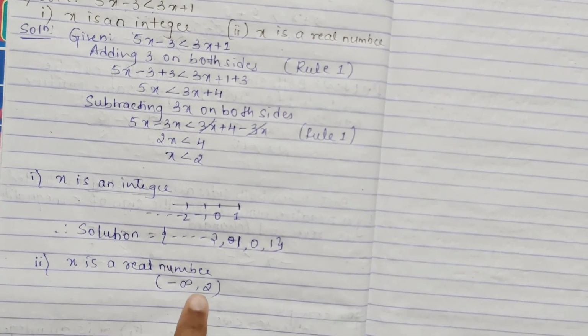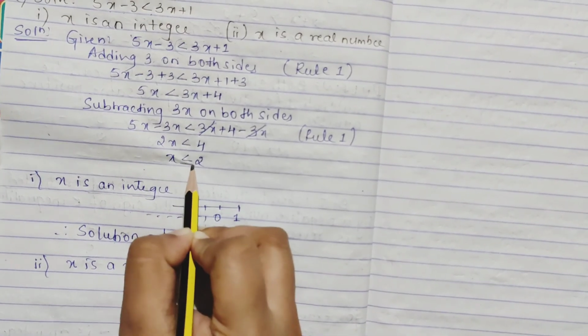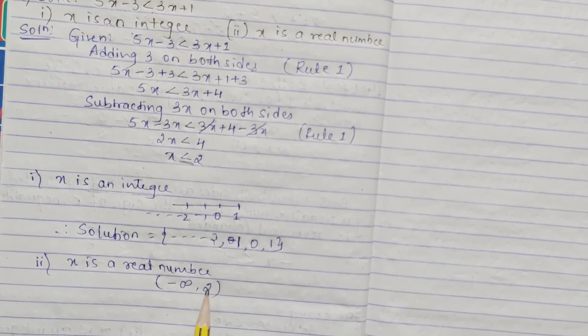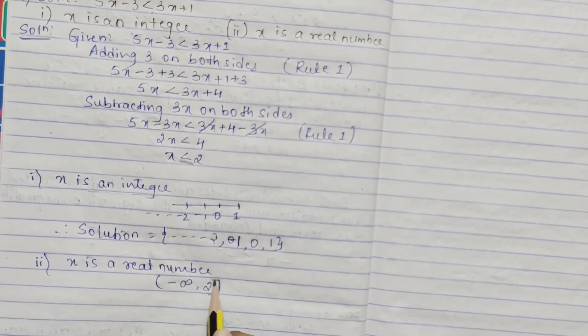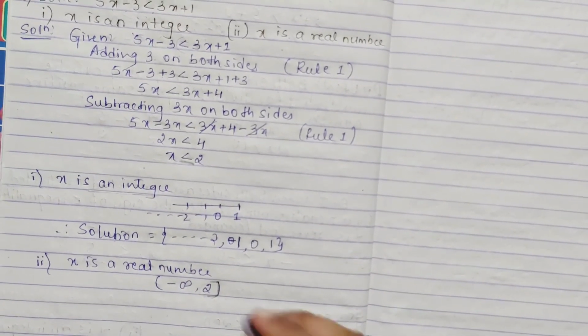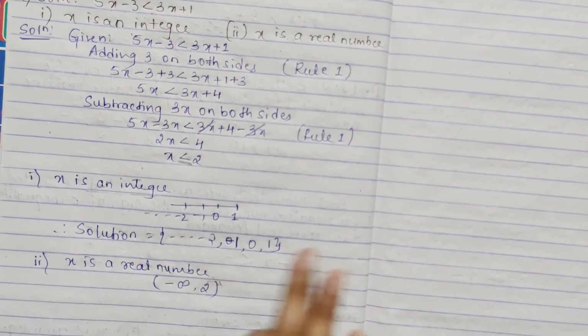Because we are not including 2 here. What they are telling is x is less than 2, not equal to 2. So we will take our open interval, right? If they had given equal to, it would have come as a closed interval, but it is less than, so it will be just an open interval. So the real numbers are x from minus infinity to 2.